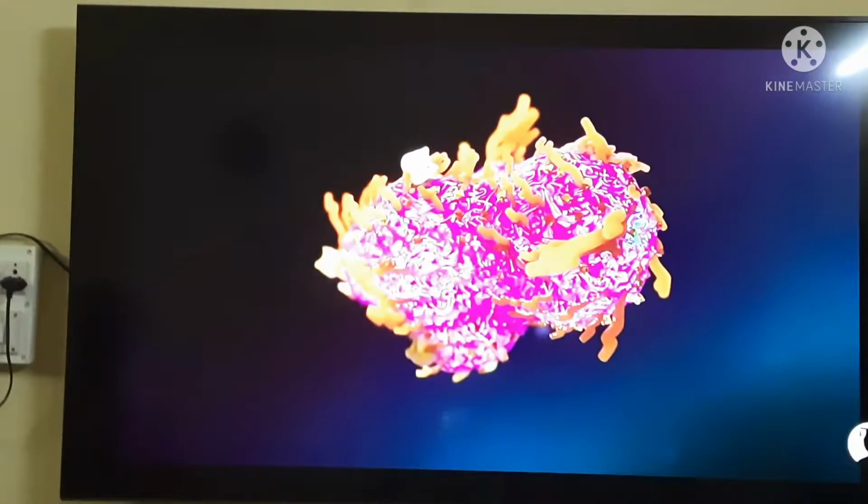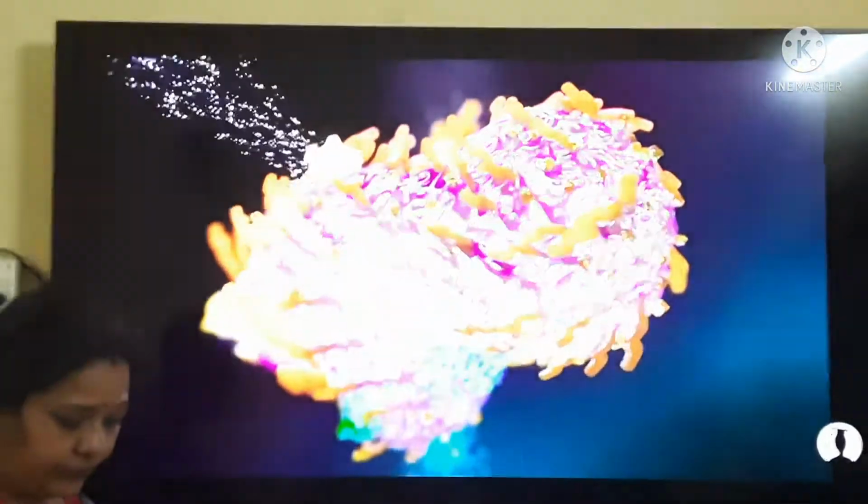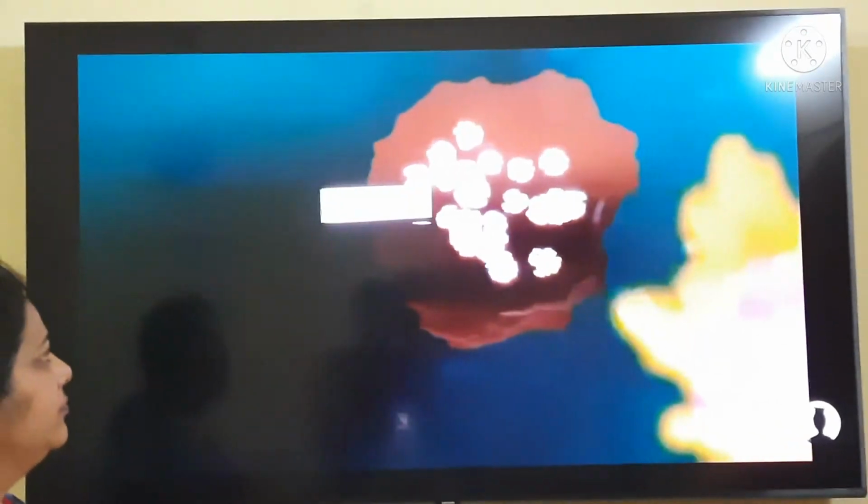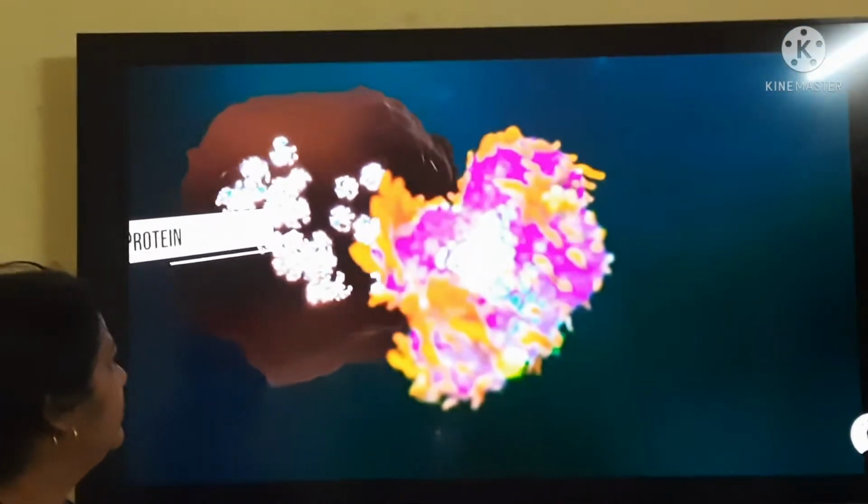In addition, hydrochloric acid converts pepsinogen, also released by the gastric glands, into pepsin. Pepsin is able to break down proteins in the stomach.